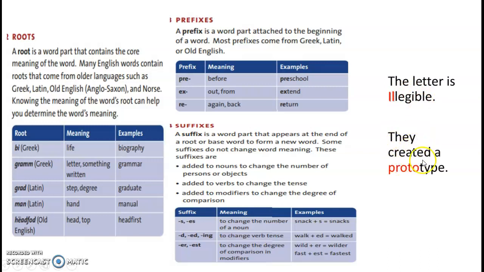Over here, they created a prototype. So in this case, proto means one, means first. So the word prototype is strange and rare, but if we know that proto means first, we can figure out that the word prototype means first thing, first type of something. So that is how we're going to use prefixes and suffixes.